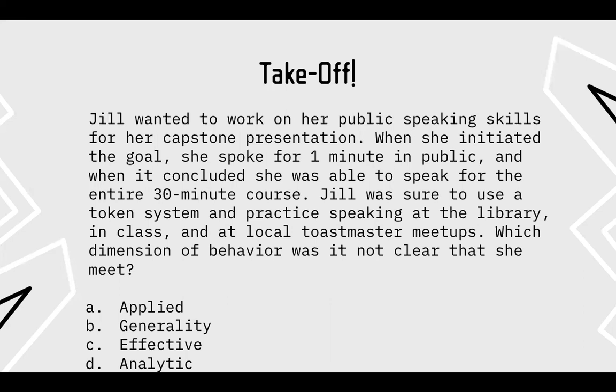Jill wanted to work on her public speaking skills for her capstone presentation. When she initiated the goal, she spoke for 1 minute in public. Then when it concluded, she was able to speak for the entire 30-minute course. Jill was sure to use a token system and practice speaking at the library, in class, and at local Toastmaster meetups. Which dimension of behavior was it not clear that she met? The applied dimension, the generality dimension, the effective dimension, or the analytic dimension?